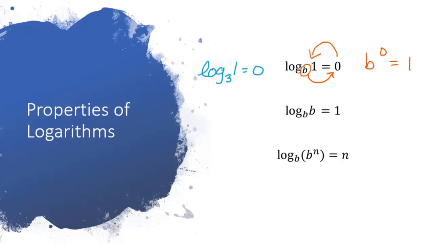What about the second one? The logarithm of b to the base b is equal to 1. Well, this says b raised to what power gives b? Well, b raised to the power of 1 gives b.